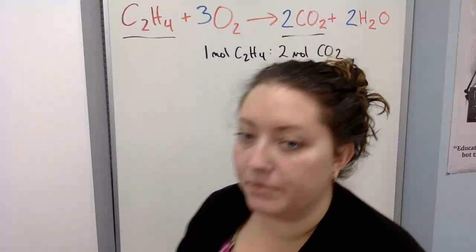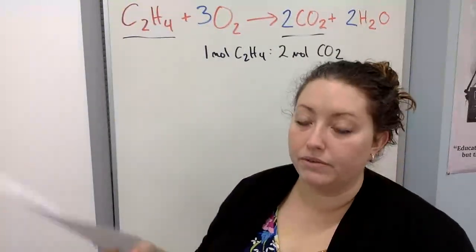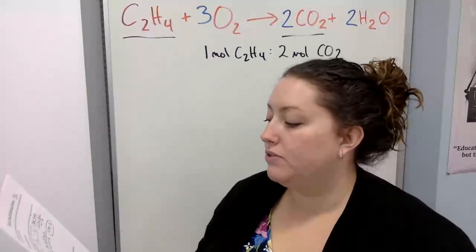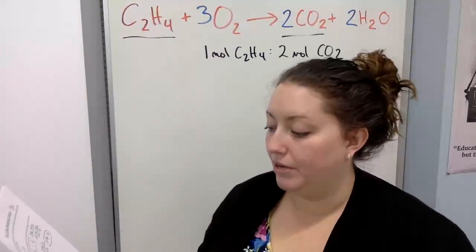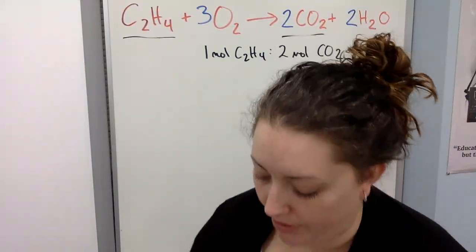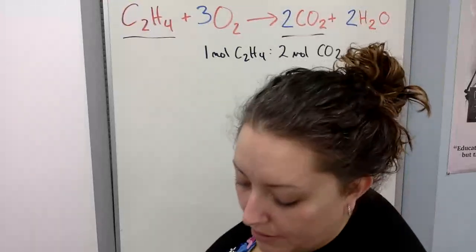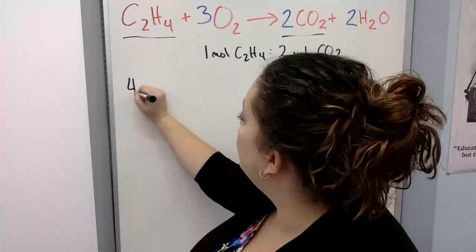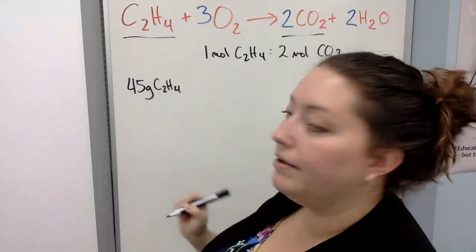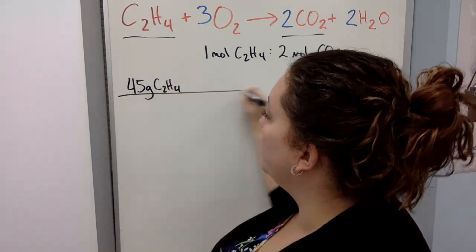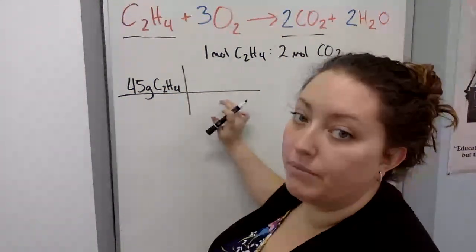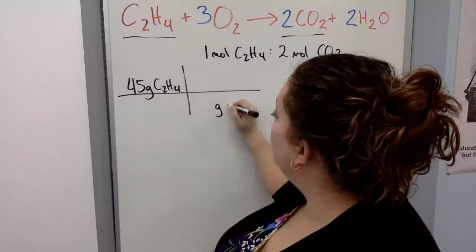So this problem is going to go on, and I need you to figure something out. This is where we're going to use dimensional analysis. It says if you start with 45 grams of ethylene, how many grams of carbon dioxide will be produced? So we start out with 45 grams of ethylene. That's going to be our first box of the first part of the table. Grams of ethylene has to come over, so we're going to write in grams of ethylene.